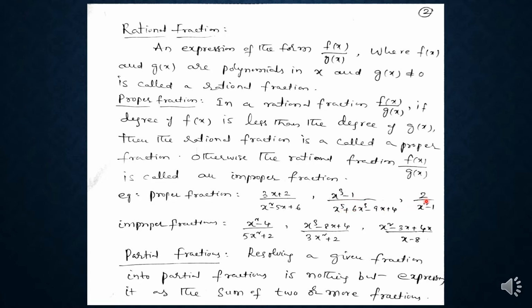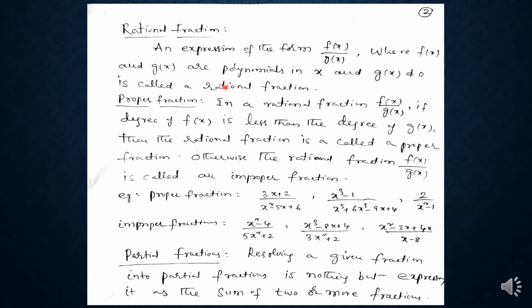One more example, 2/(x² − 1). Here in the numerator we have only a constant, so what is the degree of this expression? 0, since the x term is not there. This can be written as 2 times x⁰. So the degree of the numerator is 0 and the degree of the denominator is 2. So these are the proper fractions.